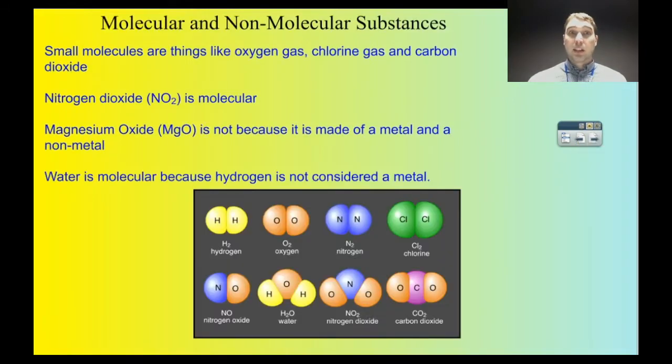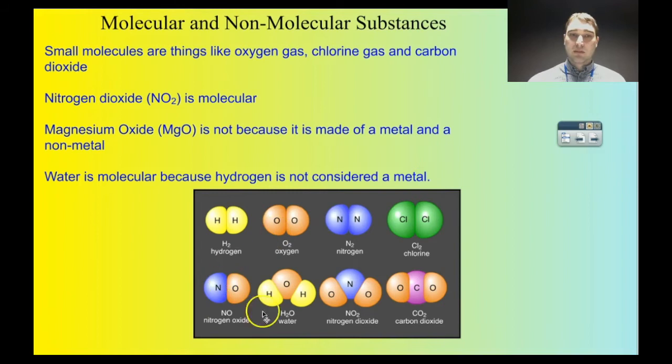So let's have a look at some molecular and non-molecular substances. So I said already oxygen gas, chlorine gas, carbon dioxide. So if we have a look down here, we've got chlorine over here, oxygen here, carbon dioxide over here. They're all non-metals bound together, and they use covalent bonds to do that. We looked at magnesium oxide. That's not molecular because it's made up of a metal and a non-metal, so that would be an ionic solid. So it would be a big 3D lattice of positive and negative ions attracting each other through electrostatic attraction.